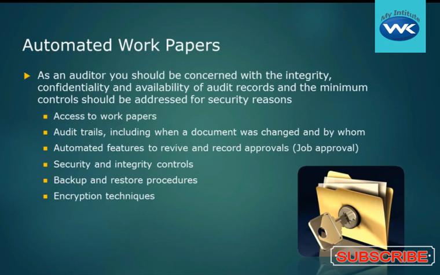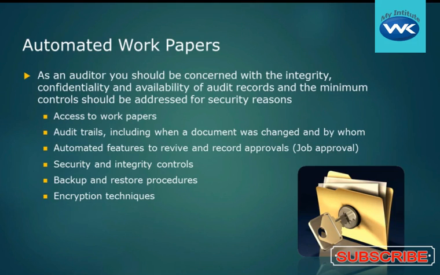Now, as an auditor, you have to be concerned with what I call the CIA, the confidentiality, the integrity, and the availability of the audit records. And you should have at least some minimum controls to be addressed for security reasons of protecting this information. Now, notice what I'm saying. It's your information that we need to make sure is safe. That means you should have controls that guard access to the work papers, controlling the audit trails, including when a document was changed and who changed it. Very important, I think, as far as keeping track of the updates to the overall audit.